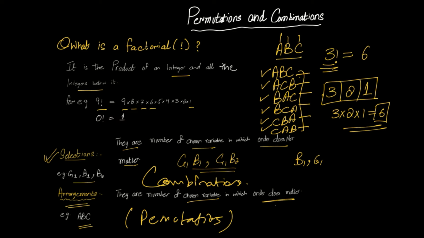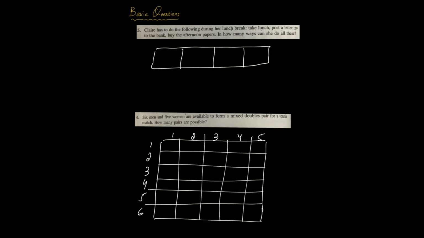Now let's move forward to some basic questions. Let's take this first question as an example. Claire has to do the following things during her lunch break: take lunch, post a letter, go to the bank, or buy the afternoon papers. These are 4 things which she can do in 4 factorial ways. That means she can do it in 24 ways: 4 into 3 into 2 into 1 gives you 24.